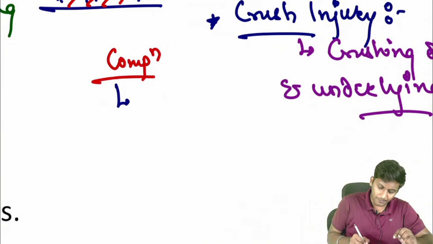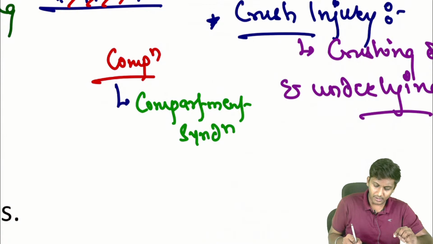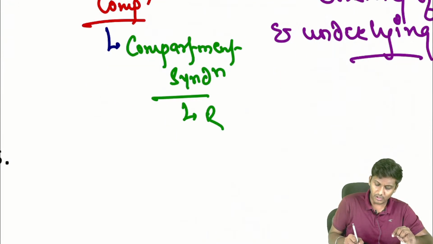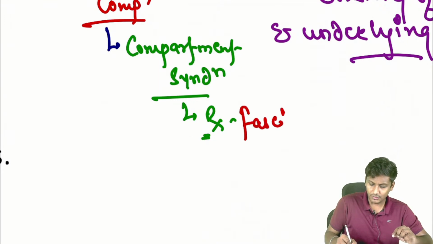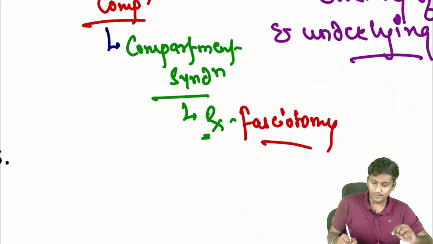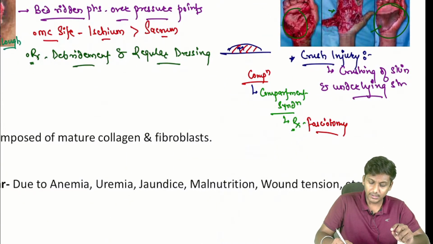Very good. So the complication is known as compartment syndrome, and the treatment of compartment syndrome, we also should be aware of. It is known as fasciotomy. You are going to make multiple incisions over the fascia. That is what is known as fasciotomy. कोई दिक्कत नहीं है यहाँ तक?